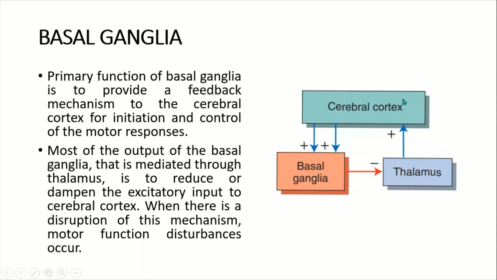You see this is the cerebral cortex, and the plus sign is the excitatory, and the cerebral cortex stimulates the basal ganglia, and the minus sign with the red arrow is the inhibitory action on the thalamus. And as the thalamus is stimulating the cerebral cortex, this is the control of the basal ganglia, which are exerting a negative, inhibitory influence on the thalamus to dampen the movements.